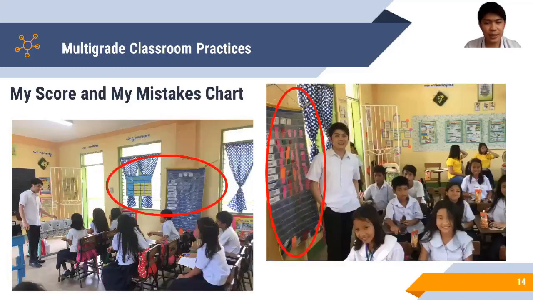Another best practice in a multigrade class is the my score and my mistakes chart. This has been a practice of a multigrade teacher to secure the flow of activities of each grade level, to ensure a smooth flow of lesson as well as to avoid distraction. In each activity, the kita correction is provided. Sabi ko nga po ay nakasama na sa learning activities ang kita correction as for self-checking and self-scoring, followed by accomplishing the my score and my mistakes chart.